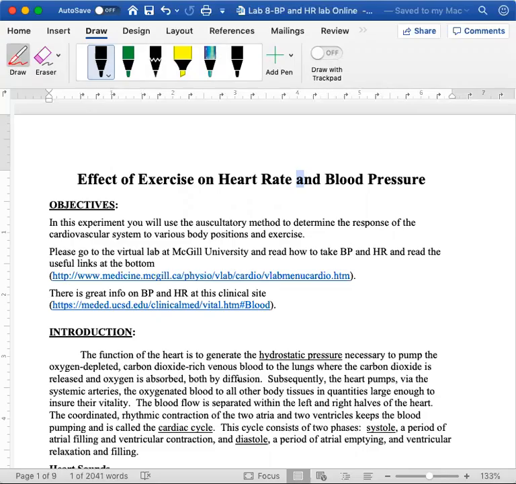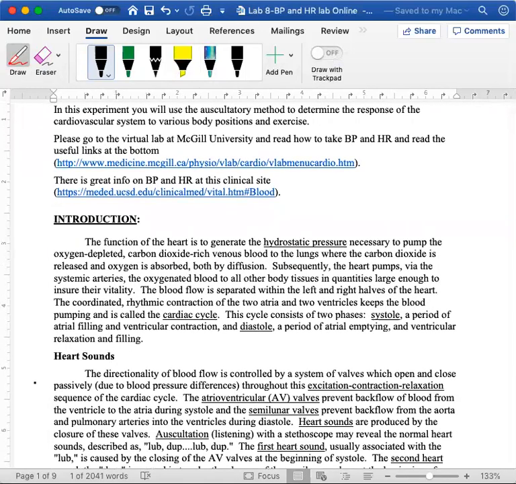I want you to go to the virtual lab at McGill University in Canada and read how to take blood pressure and heart rate. And then there's useful links at the bottom. So click on this link and go through it, since we can't take blood pressure in lab, and that's something important that you should know how to do. And then there's info on blood pressure and heart rate at this clinical site for UCSD med school. So go ahead and look those over, read them. You can read the introduction of this.